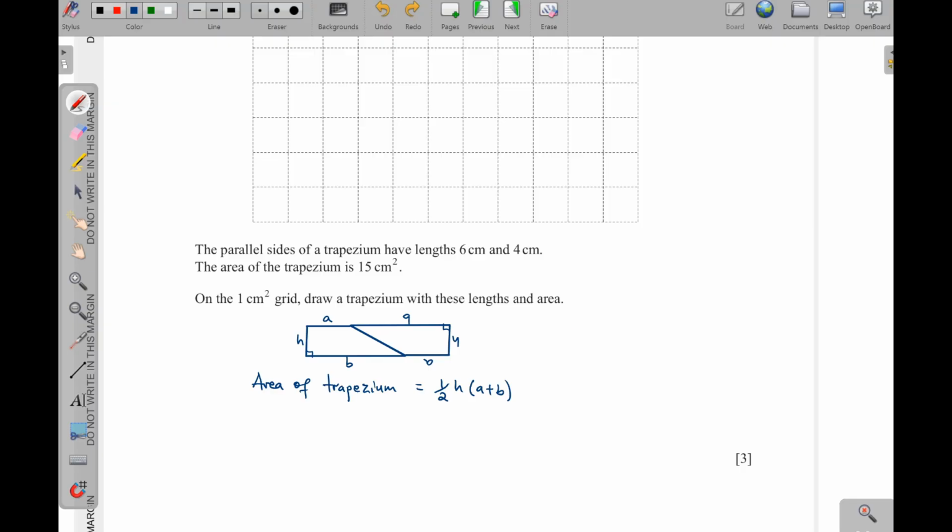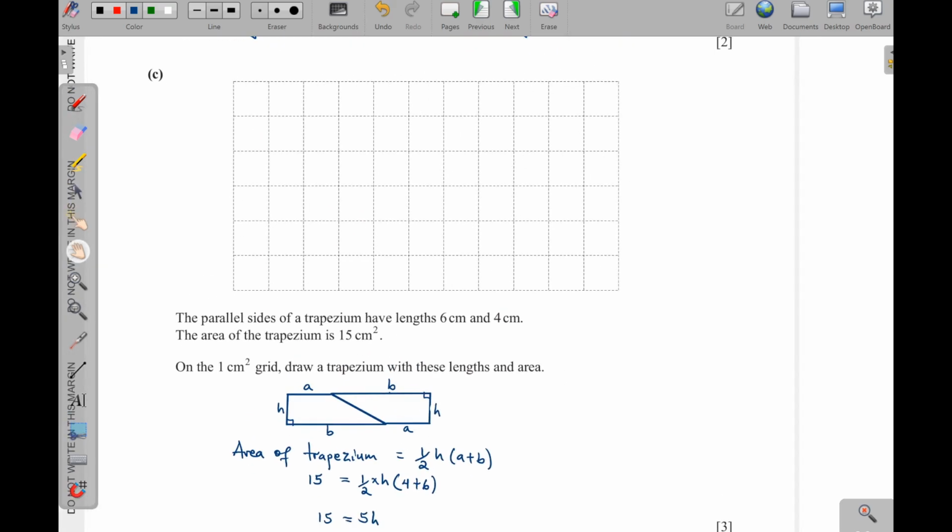So this is an h, this is a, and that is b. Now, the area of the trapezium is given as 15, which is equal to a half. We don't know h, but we have the sides here. One is 4, the other one is 6. So 15 is equal to, this one is going to be 10, divided by 2 you get 5, times h. So h is going to be 15 over 5, and h becomes 3. So we needed the height.